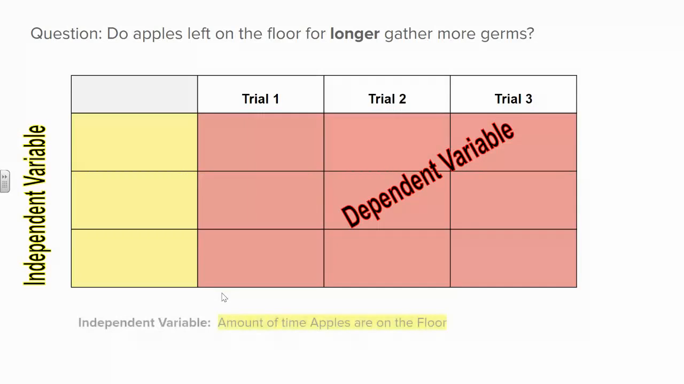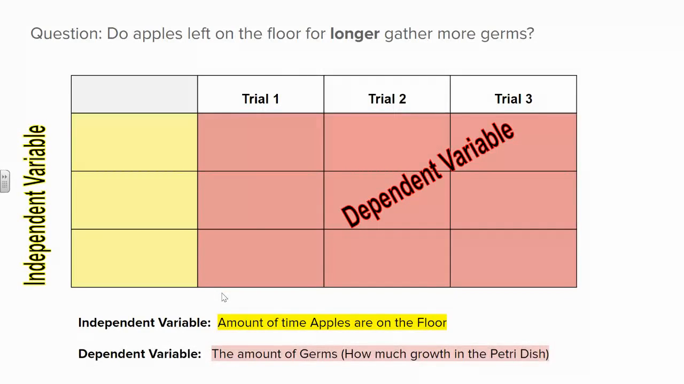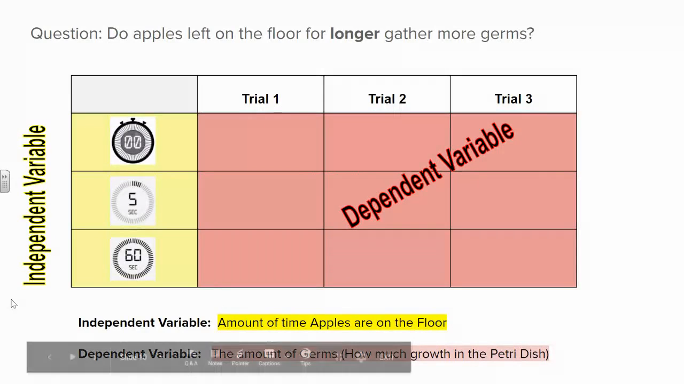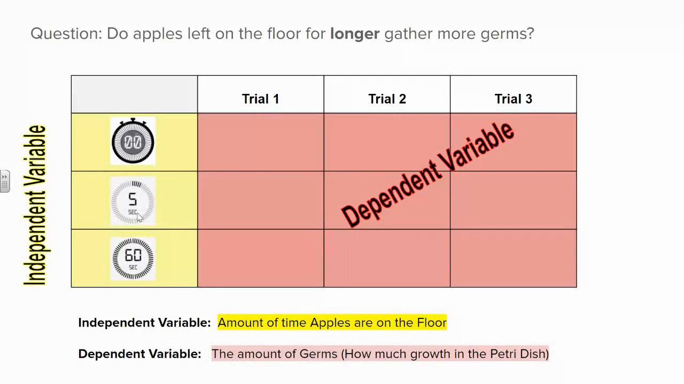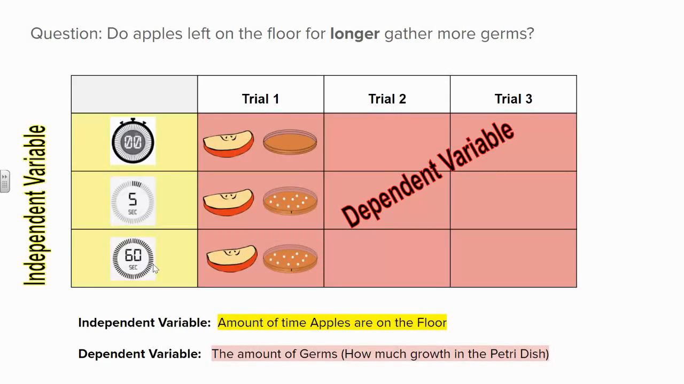So let's look at the first section. Our independent variable is the amount of time the apples are on the floor. So I'll be changing that time. And how will I gather my data? It's going to be the amount of germs. How much growth in a petri dish? So I actually had a student do this. So let's look at how we'd set it up. I'd be changing the amount of time. So I have, in my first section, apples that were left on the floor for 0 seconds, and then apples left on the floor for 5 seconds, and then apples left on the floor for 60 seconds. And how are we going to measure it? Well, we need some apples, right? And we'd slice them and we'd put them on the floor for varying amounts of time. And then this student in particular was actually taking swabs of the apples and growing cultures in the petri dish.